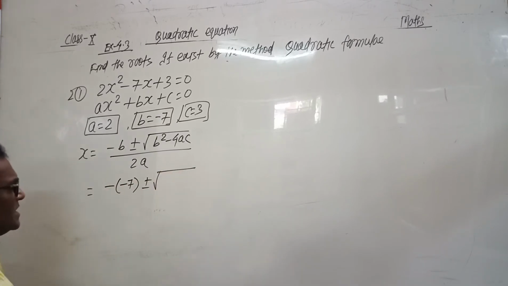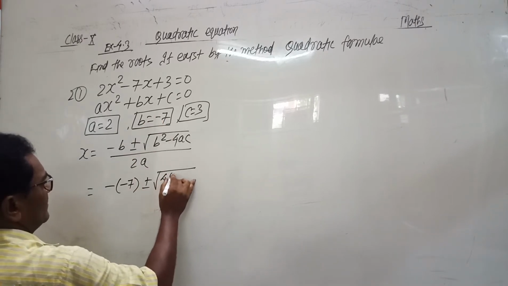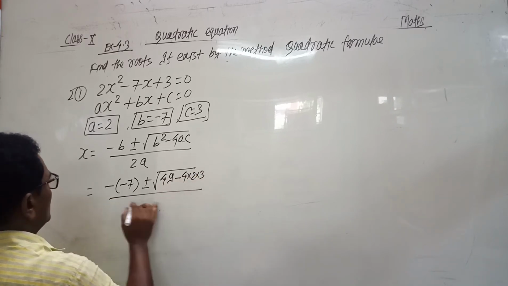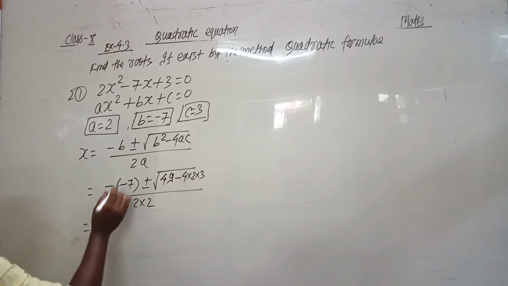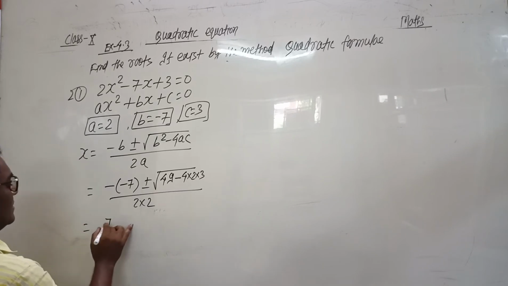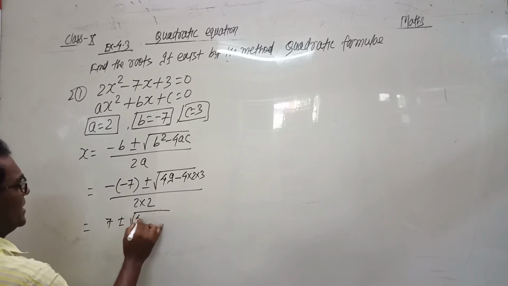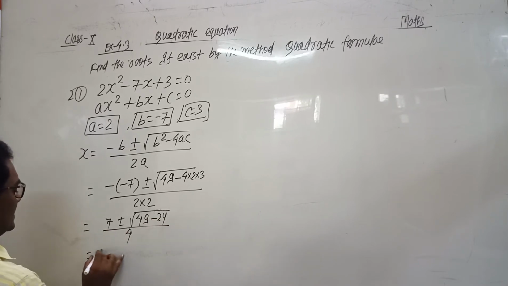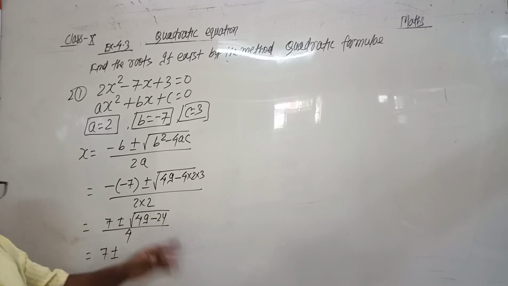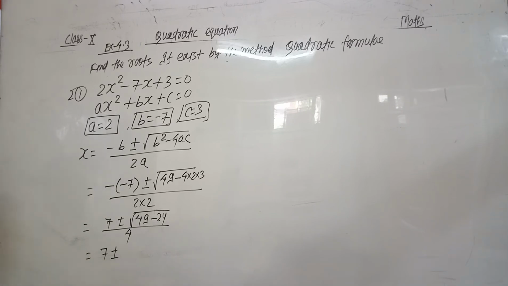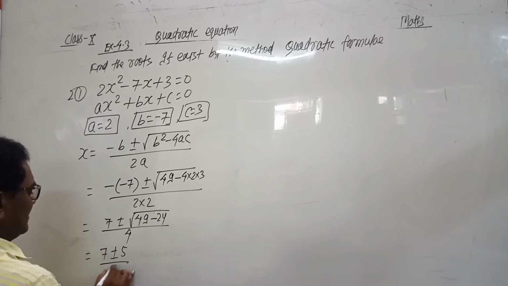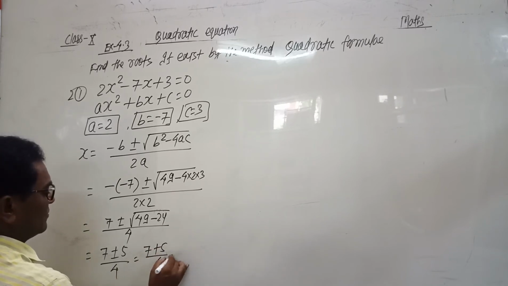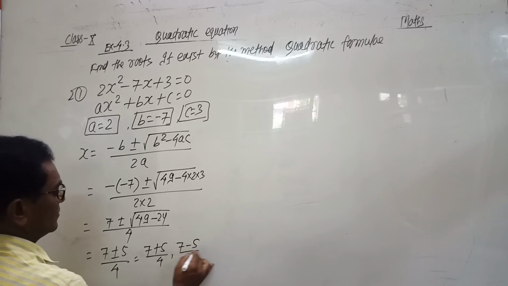Plus minus root of b square, minus 7 the whole square, 49 minus 4 into 2 into 3, upon 2 into 2. Minus plus 7 plus minus root over 49 minus 24 upon 4, and 7 plus minus root 49 minus 24, which is 25, and the square root of 25 is 5. So the first value is 7 plus 5 by 4 and 7 minus 5 by 4.